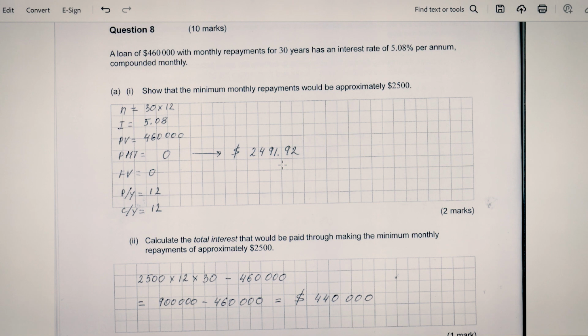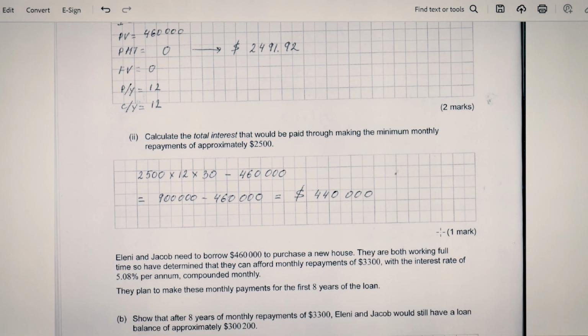Some students put in the payments of 2,500 and calculated the present value to see if it's close to 460,000. It's correct as well. They were asked to show, and they showed that. And the second question asked to calculate the total interest that would be paid through making the minimum monthly repayments. Only 1 mark, and it's the total repayments minus the present value. Probably it could be 2 marks, but it's only 1 mark here, just to see the difference.